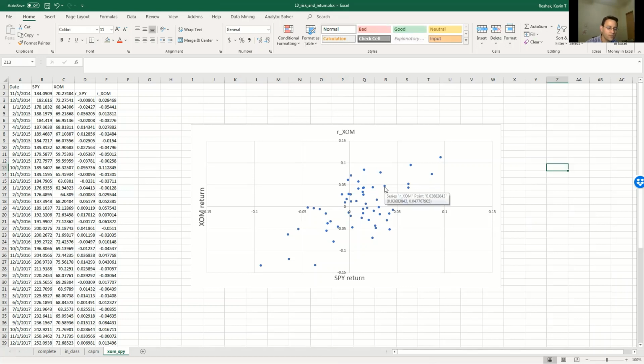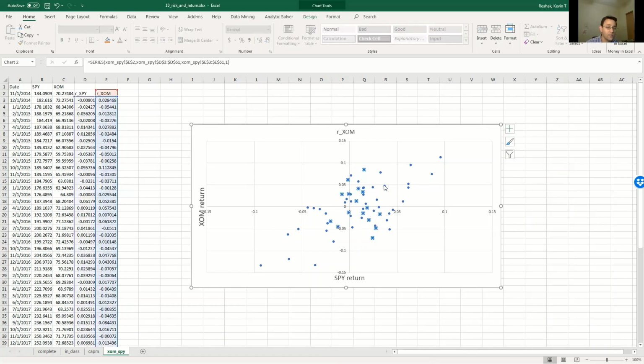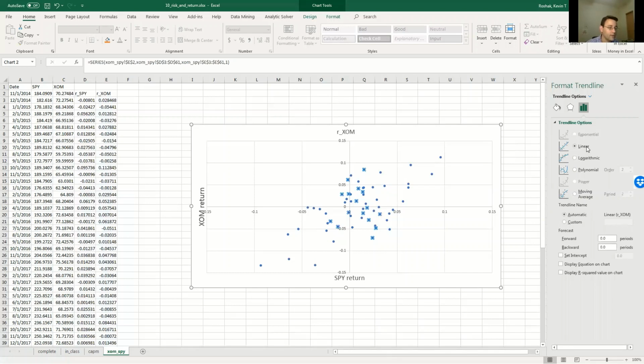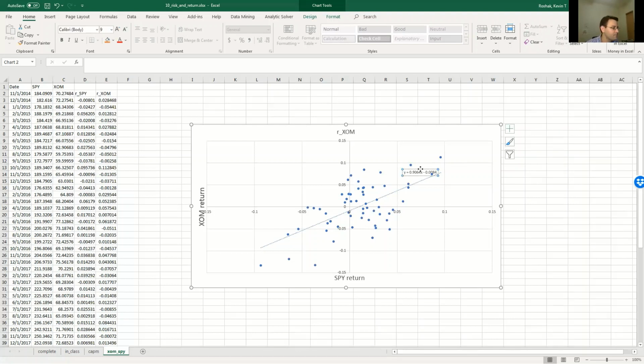To get the average relationship, I'm going to ask Excel to fit a trend between these two things. So I'm going to click on these little dots. I'm going to right click, and we're going to click on this option to add a trend line. It's going to be a linear trend. I'm going to display the equation on the chart just so I can see what's going on. I don't need the R squared. Okay, so there's the equation. Make that bigger.